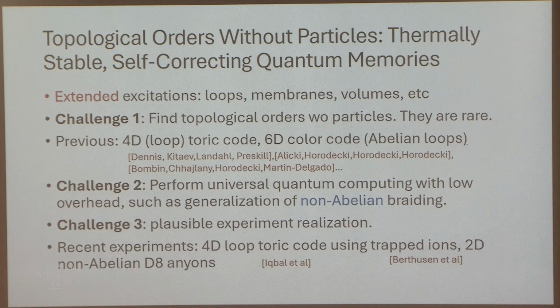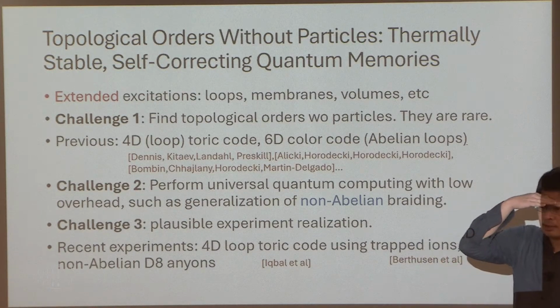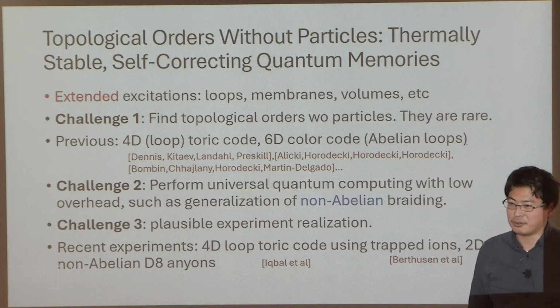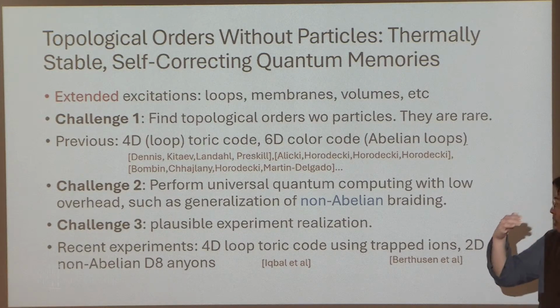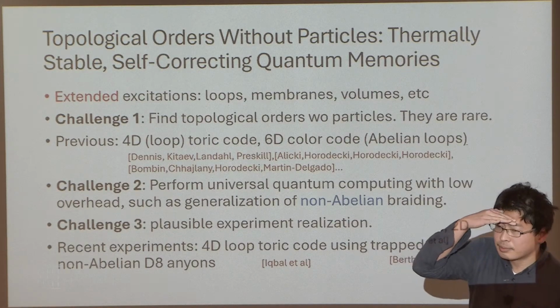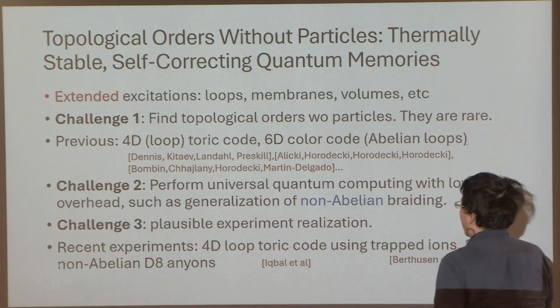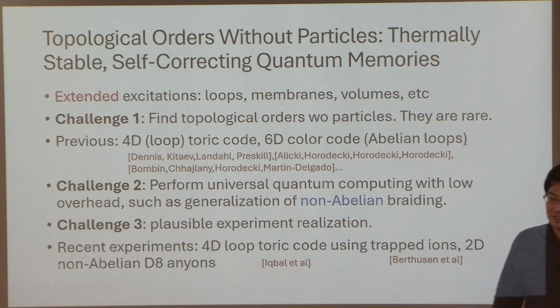Is there not a 4D color code? You can also do that, but the color code is just a copy of the toric code. Why do you specifically say 6D color code? Right, it's just because people have studied that. You can also consider the 6D toric code.